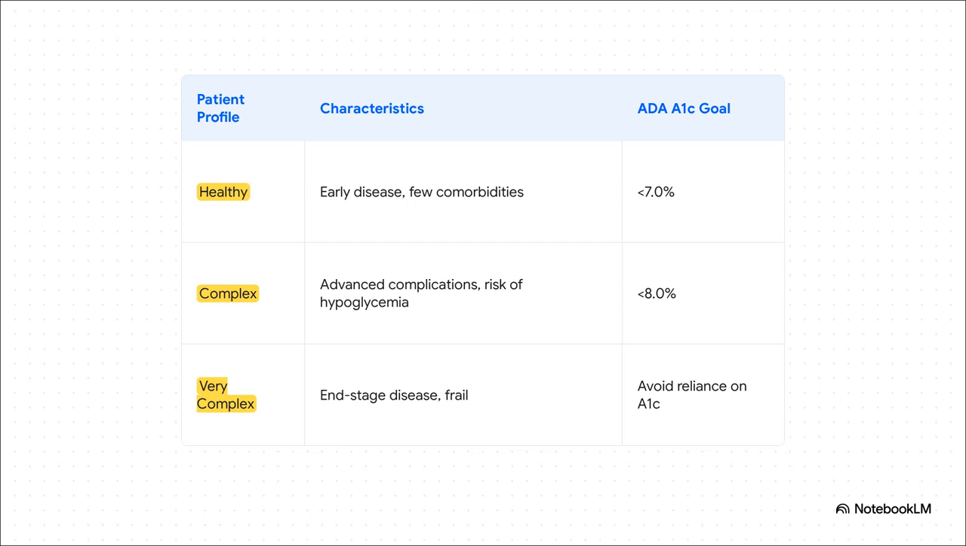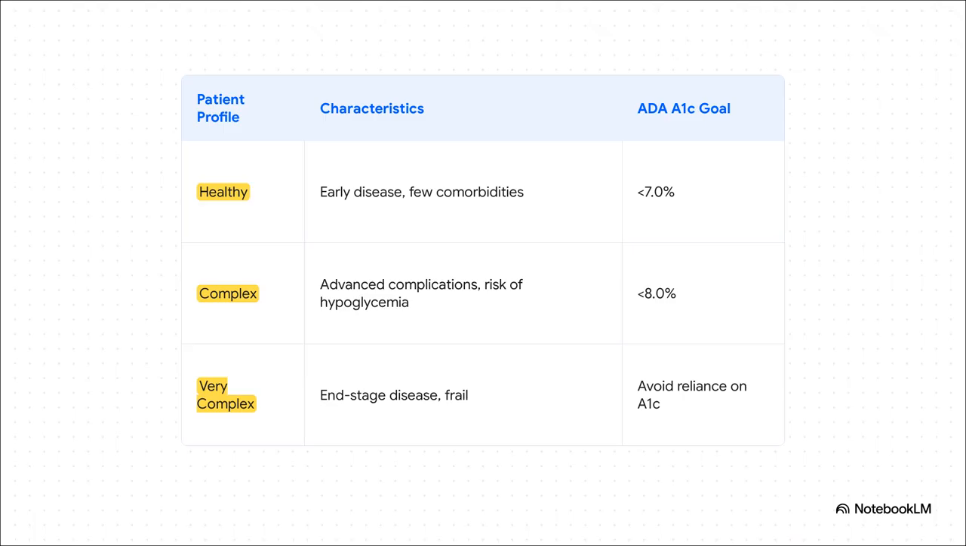For that young, healthy patient, we're aiming for tight control, right? An A1C below 7%, because we want to prevent those long-term complications over their long life. But for a more complex patient, someone who already has complications, maybe a shorter life expectancy, and especially a high risk of hypoglycemia, we relax that goal to less than 8%.